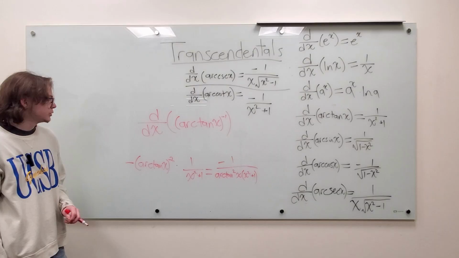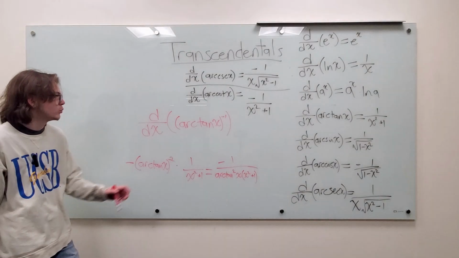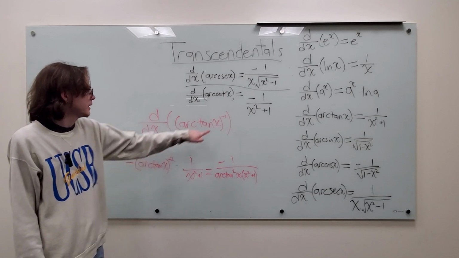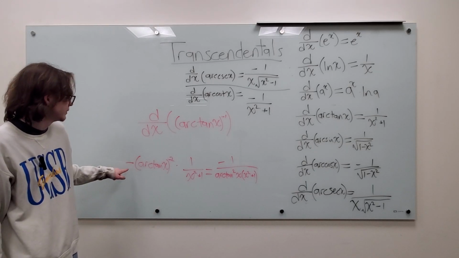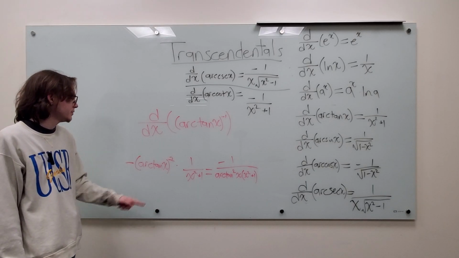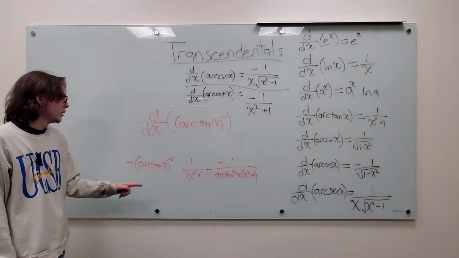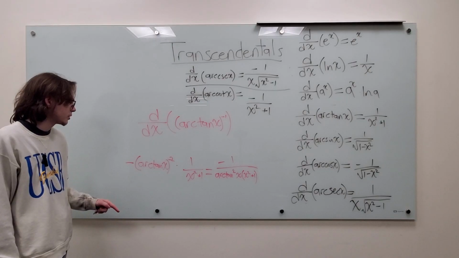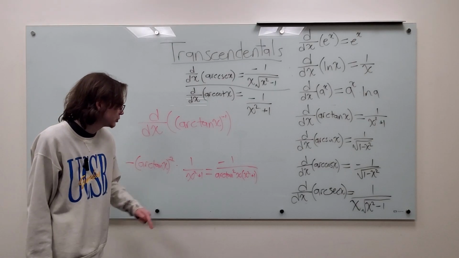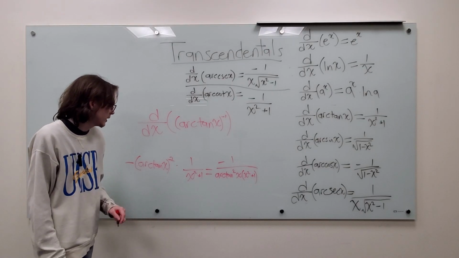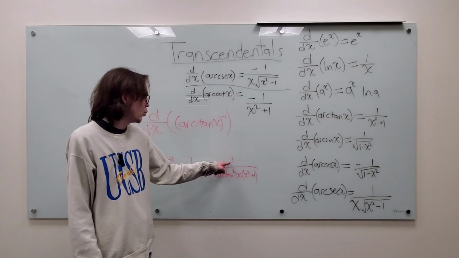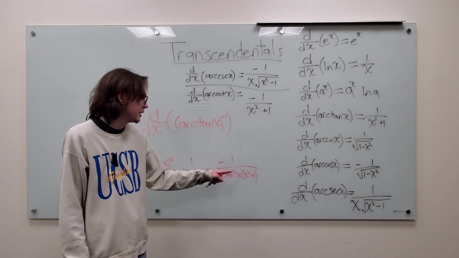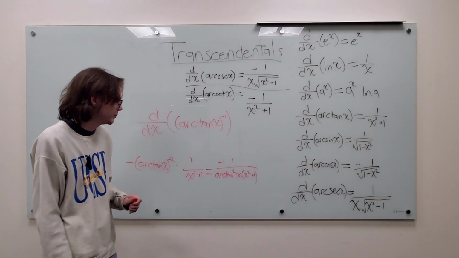All right, welcome back. This one, once again, not too bad. Another chain rule. So it's a power rule. We take our power to the front and then subtract 1 from the power to give us negative arctangent of x to the negative 2. Once again, multiplied by the derivative of the inside function, which is arctangent of x, so 1 over x squared plus 1. So this will give us negative 1 over arctangent squared of x times x squared plus 1.